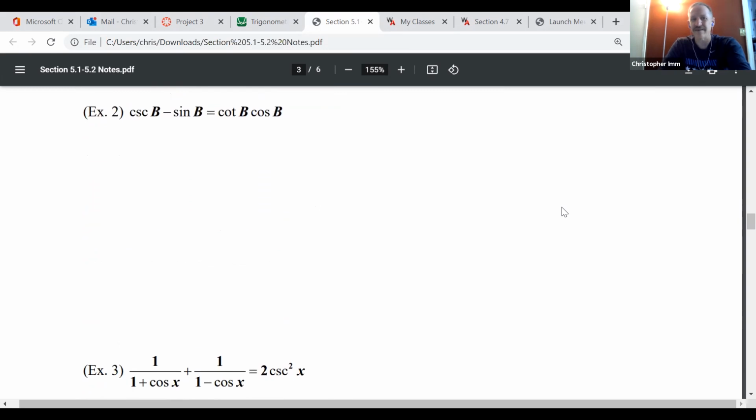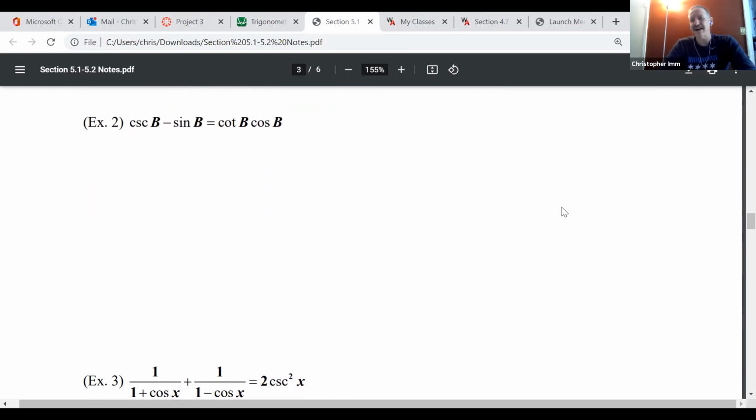Let's look at another example here. So I have cosecant of b minus sine of b is equal to cotangent times cosine. Okay, so in this case, it doesn't look like there's any more complicated side either way. But one good technique is to think about things in terms of sines and cosines, right? So that can be a good technique for us to use. So Jonathan, if I'm looking at that left-hand side, I'm just going to do some scribbling down here.